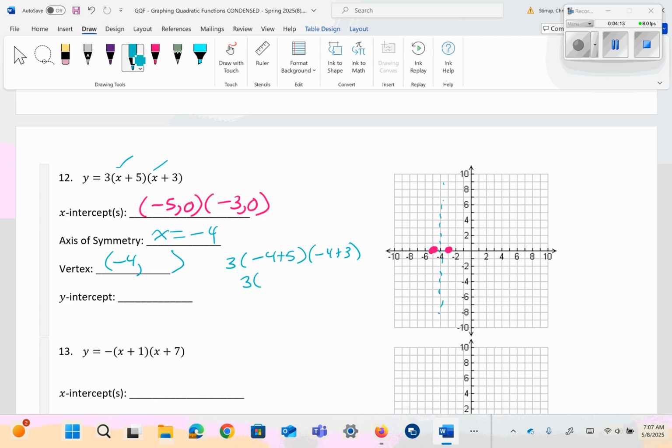So I'm going to get 3 times 1 times negative 1. 3 times 1 is 3. 3 times negative 1 is negative 3. So (negative 4, negative 3), which is down here.